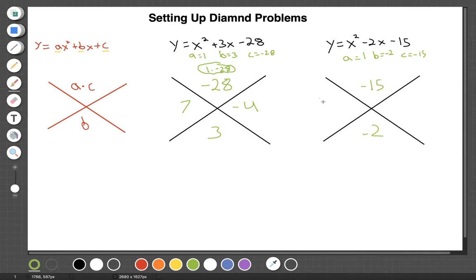What 2 numbers can I multiply together to get negative 15, add together to get negative 2? Well, it's going to be negative 5 and 3. Not 5 and negative 3, because that would be a positive 2. Great. So now we have our diamond problems. See if you can try this on the next example.